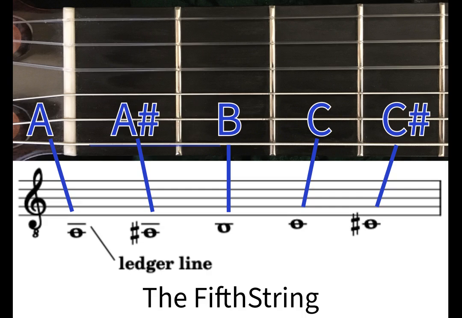To play A sharp, hold down the 5th string on the 1st fret. B is played on the 2nd fret. C is on the 3rd fret. And C sharp is on the 4th fret.